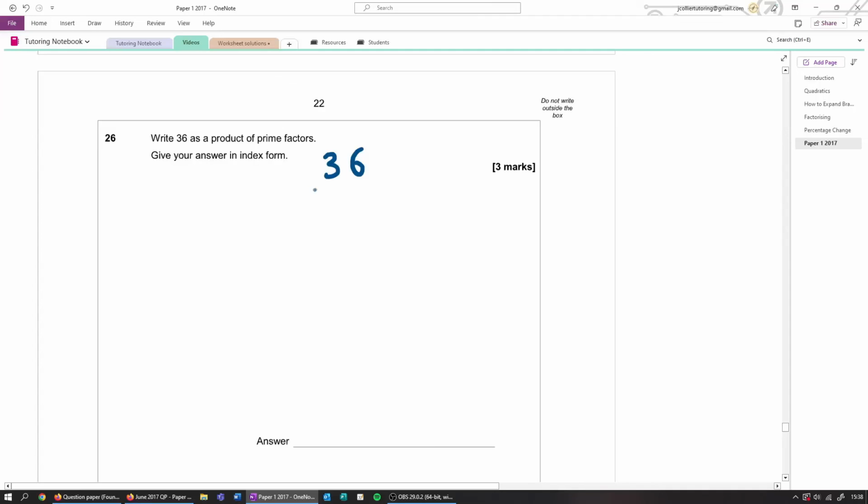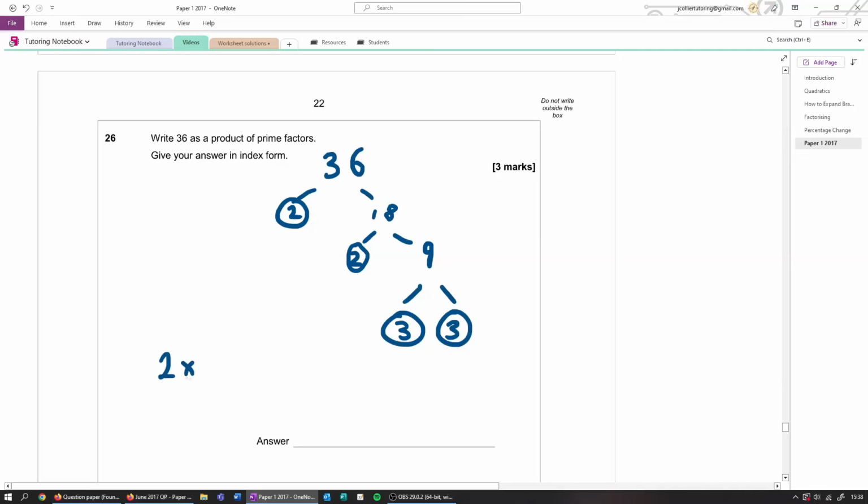So let's break it down. Divide it by 2, we're left with 18. 2 is a prime number. Divide it by 2 again. I always tend to divide by 2 if I'm on an even number. So now we've got 9. Then we can break 9 into 2 threes. Both threes are prime. So there is 2 times 2 times 3 times 3, which is the same as writing 2 squared times 3 squared.